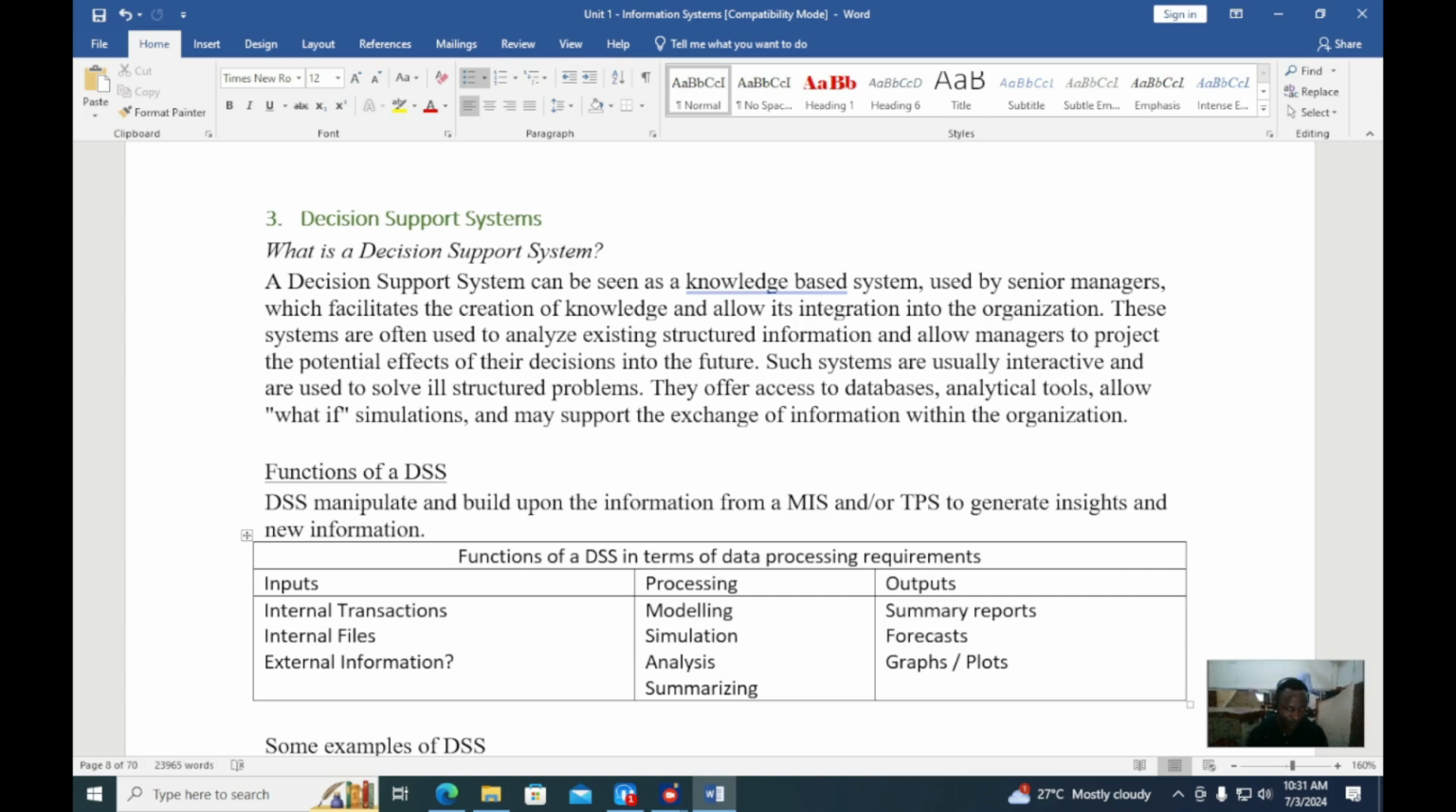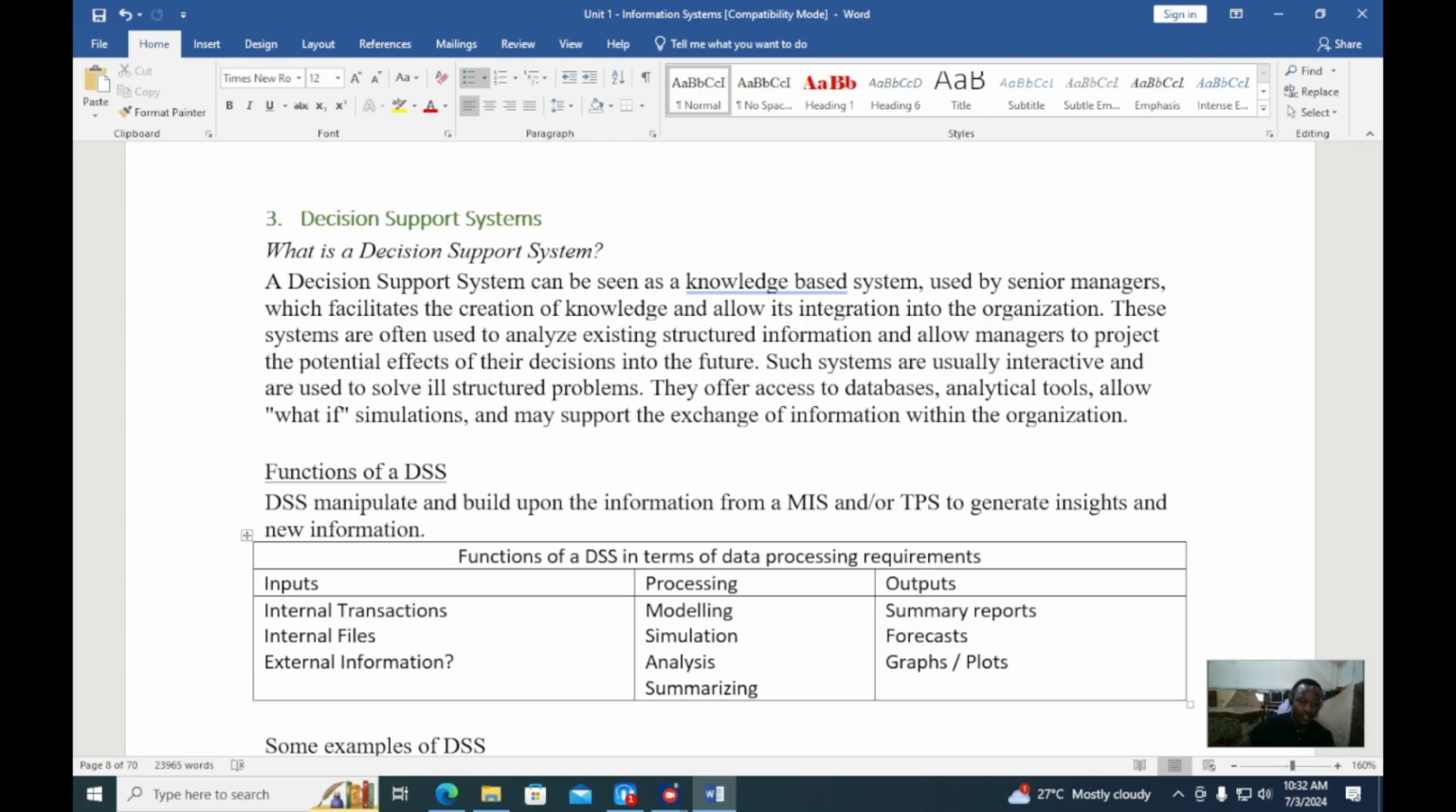So these systems are interactive, and managers use them to solve some ill-structured problems. They give access to databases. You're able to have access to analytical tools. You are also able to do some simulations. What if we do this? What is going to happen? What if we do that? What is going to happen? And they are also supporting the exchange of information in that particular organization.